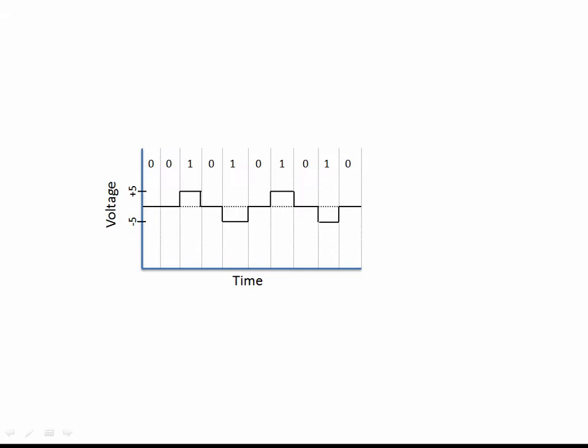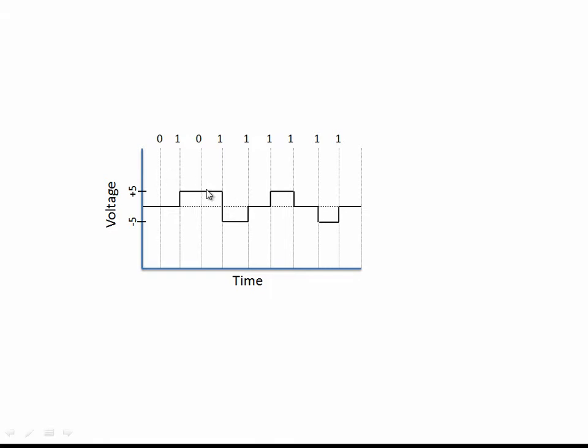In addition to current state modulation, as another example, we have state transition modulation. Here, notice that we get a binary 1 only when there is a change in state. When we go from 0 volts to a positive voltage, that's a change in state. That represents a binary 1.